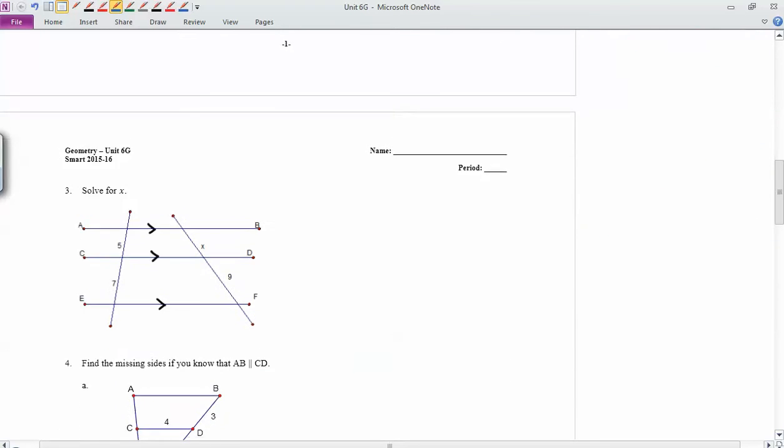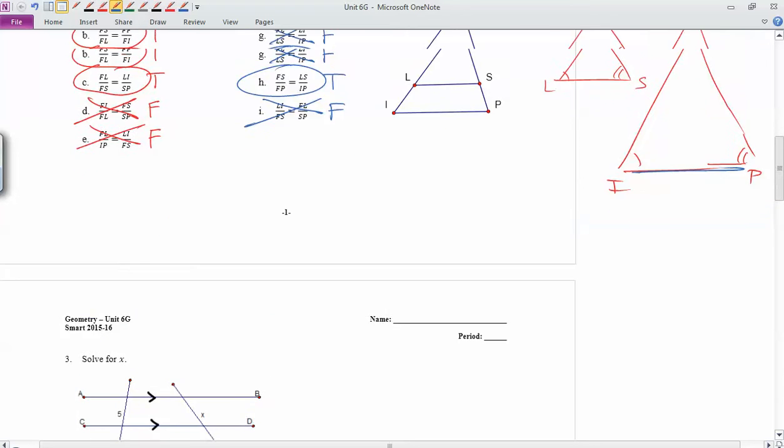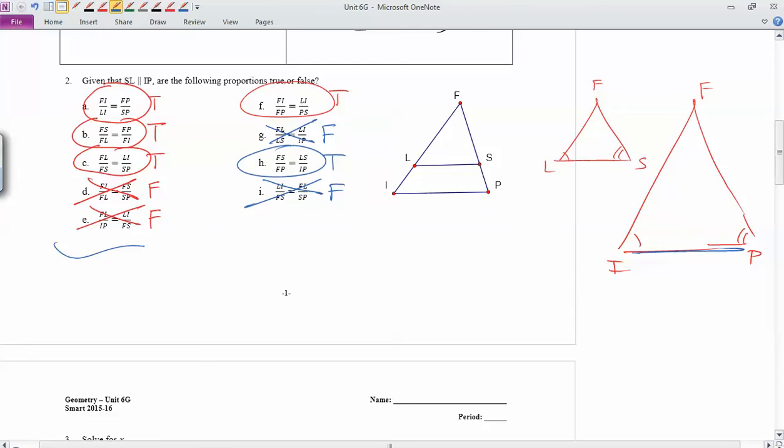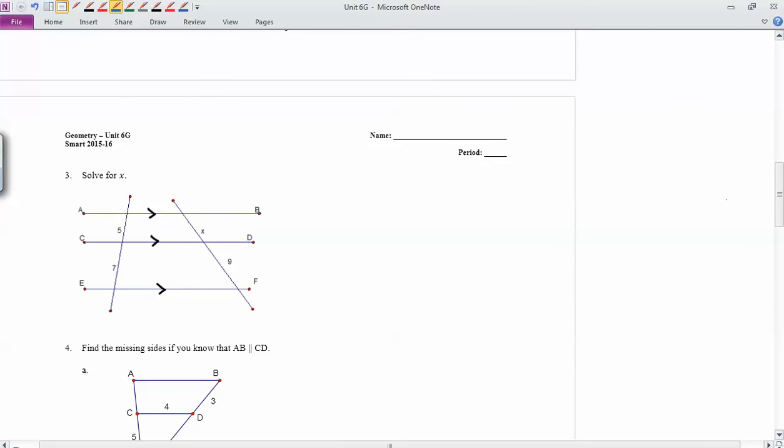Number 3, it's not a triangle, but you can actually use the triangle proportionality theorem, the same kind of properties that we came up with up here. So let me show you. Now, you might guess, oh, 5 over x equals 7 over 9, which is correct. Or 5 over 7 equals x over 9, which is also correct.